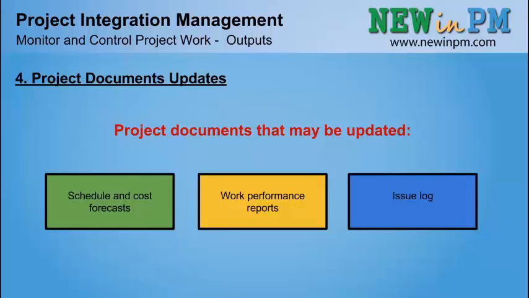The fourth output, project document updates. The project documents that may be updated as a result of the monitor and control project work are schedule and cost forecasts, work performance reports, and finally the issues log.